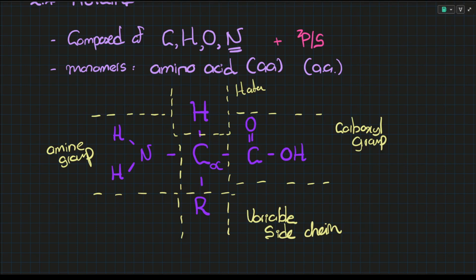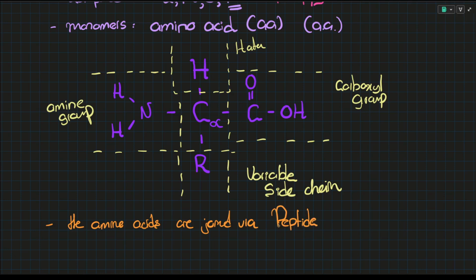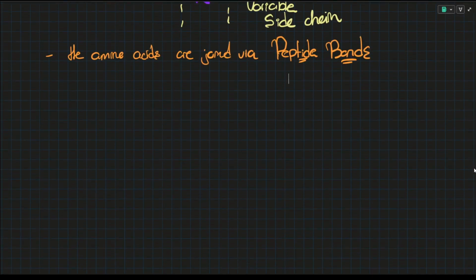Now that we know how to actually draw an amino acid, it's important to understand how they behave. These amino acids are joined via a certain specific type of bond known as a peptide bond. Joined via peptide bonds. Peptide bonds. Like so. How exactly is a peptide bond born?